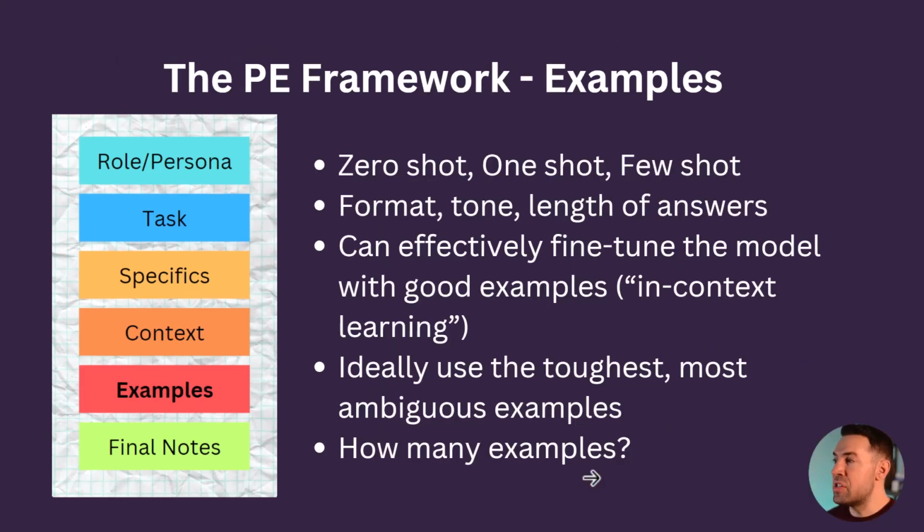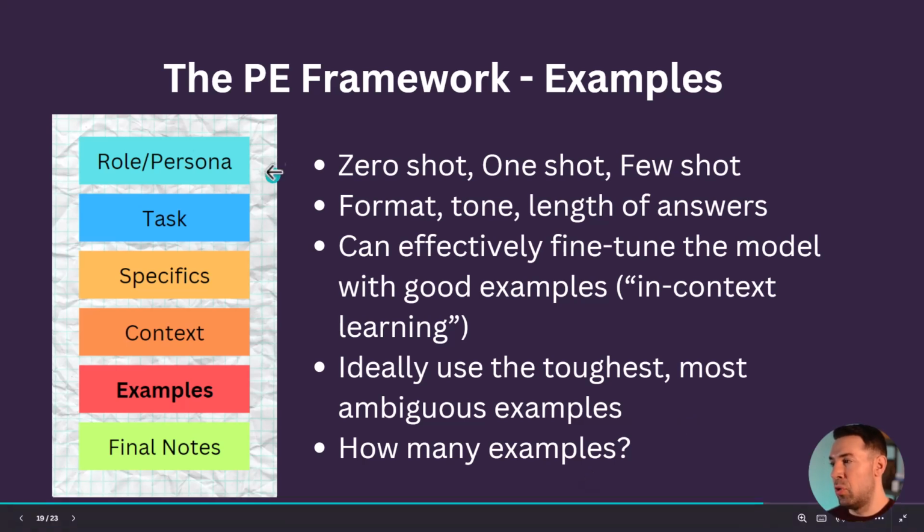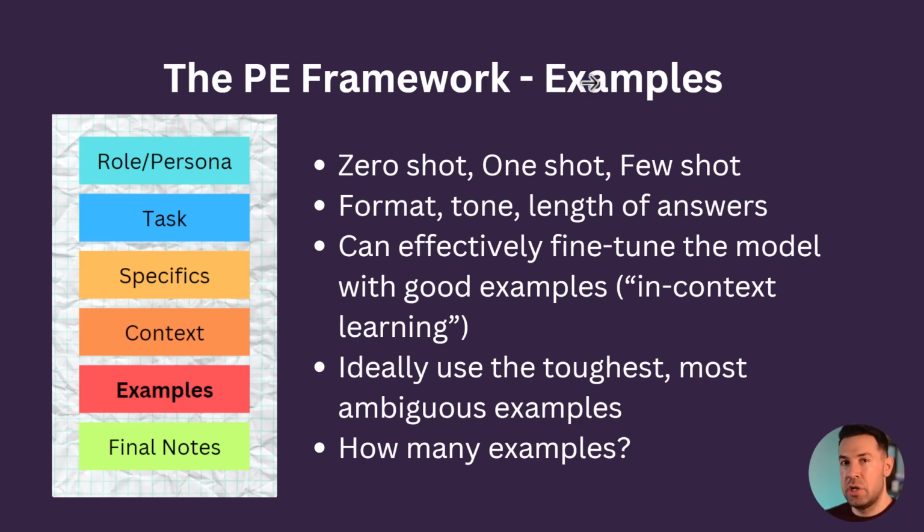Next part of the framework is going to be examples. The first bullet point, you might have seen these terms before: zero shot, one shot, and few shot. It's really simple. Zero shot is when you give a task to the model with no examples. One shot is when you give a task to the model and it includes one example as far as how you want the format or the input and the output to look like and sound like, that sort of thing. And then few shot is simply 2 or more examples. That's all it is. It's very simple. You'll see these show up in other contexts, but that's all it means. 0 examples, 1 example, or more than 1 example.